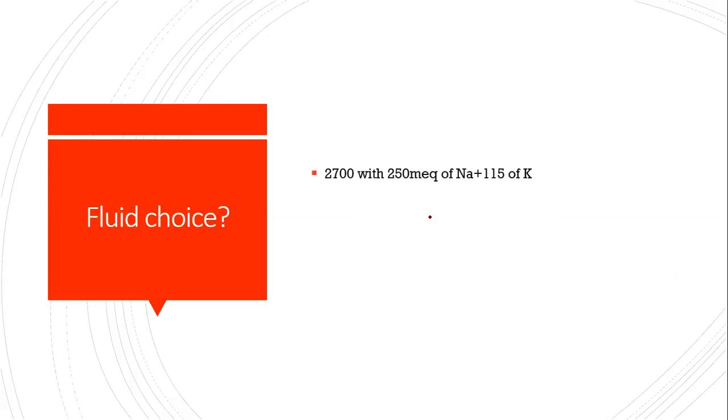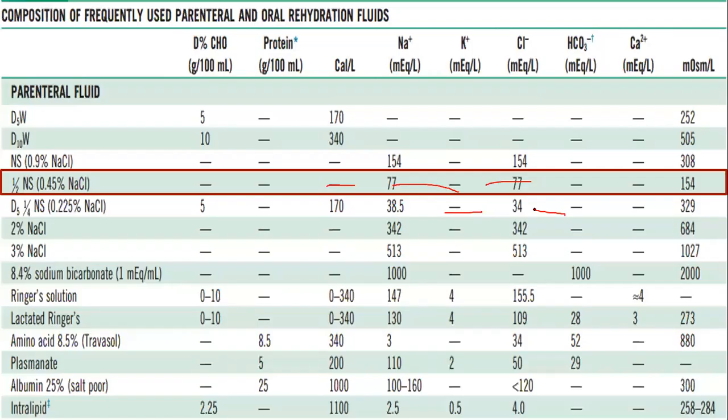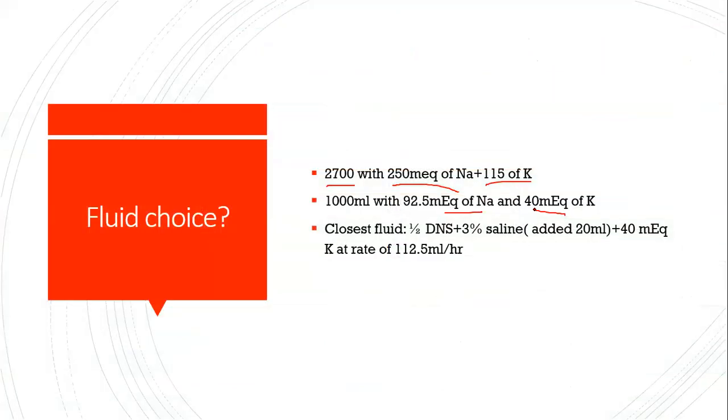So what fluid are you going to choose? You have approximately 2700 ml fluid with 250 milliequivalents of sodium and 115 of potassium. So with that, in 1000 ml, you expect there to be 92 of sodium and 40 of potassium. Which fluid will you choose? It will again be half normal saline, which has 77 milliequivalents, but you will add some amount of 3% saline to raise it to 92 milliequivalents. You will add approximately 20 ml.